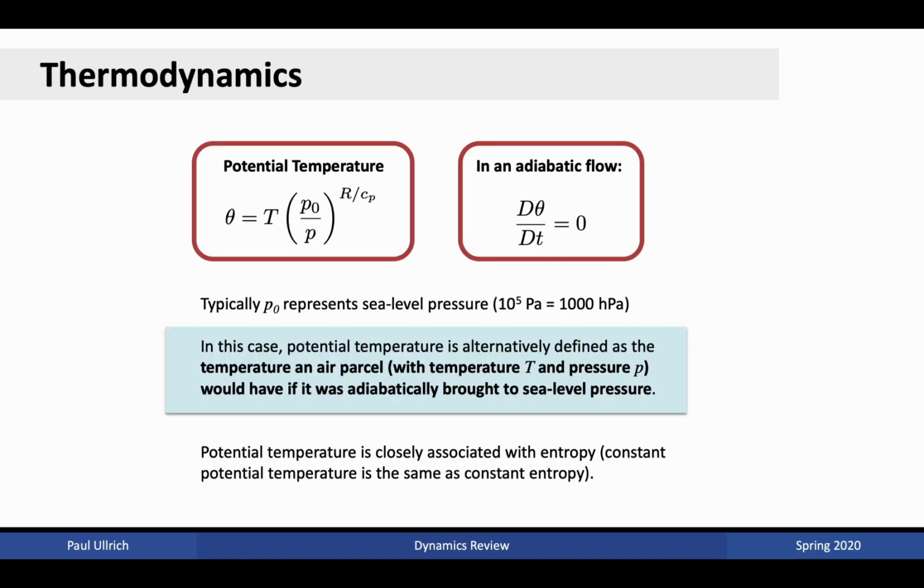All right, the quantity P0 typically represents sea level pressure. In that case, potential temperature then has an alternative definition, which is the temperature that an air parcel would have with initial temperature T and pressure P if it were adiabatically brought down to sea level pressure, or in this case, the reference pressure 10 to the 5 pascals or 1,000 hectopascals. Potential temperature is closely associated with entropy of the fluid. Specifically, if potential temperature is conserved, we have no external heating or cooling of the fluid parcel, and so we basically end up maintaining entropy of the fluid. Thus, constant potential temperature is the same as constant entropy.